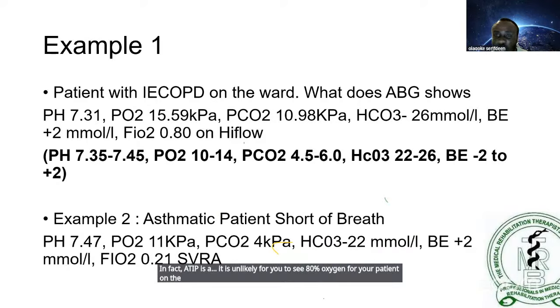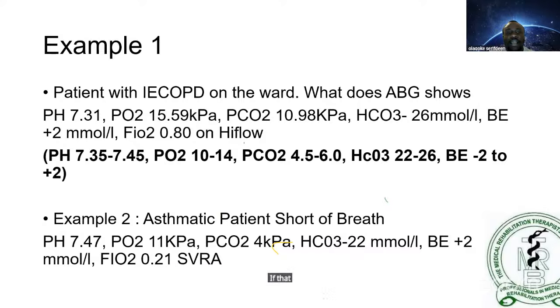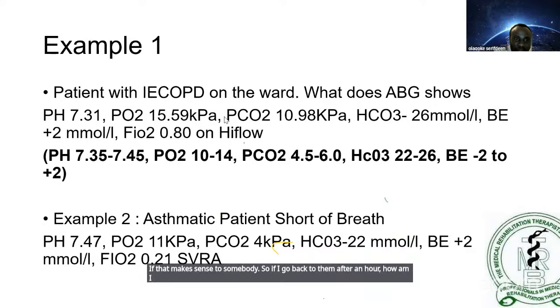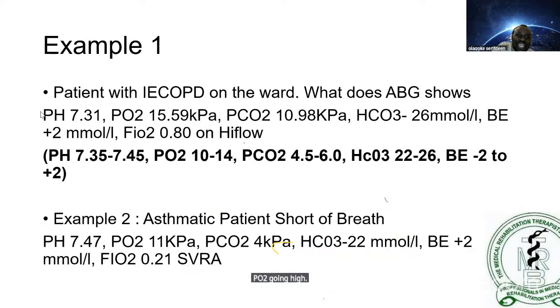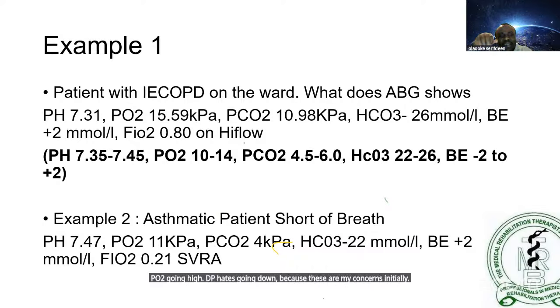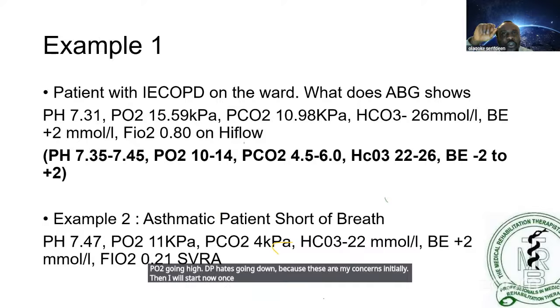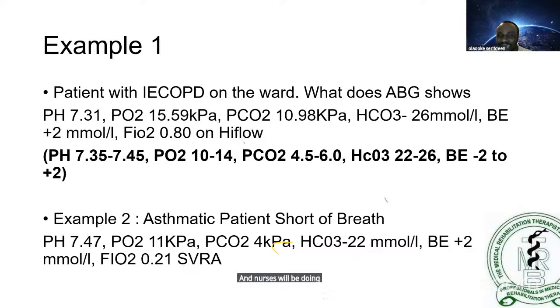It should be in the ITU. It should be in another ceiling of care, if that makes sense to somebody. So if I go back to them after an hour, I might see the CO2 dropping, the PO2 going high, the pH going down, because these are my concern initially. Then, once the oxygen is jumping up, I will start bringing the FiO2 down. And nurses will be doing a series of ABGs, maybe 30 minutes, after an hour, to see how they are coping.